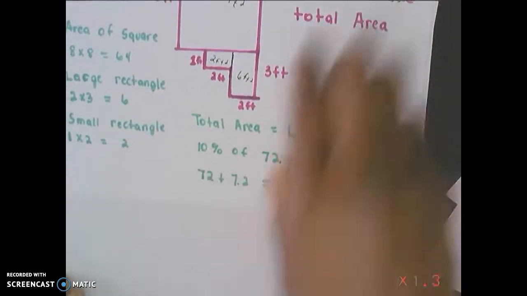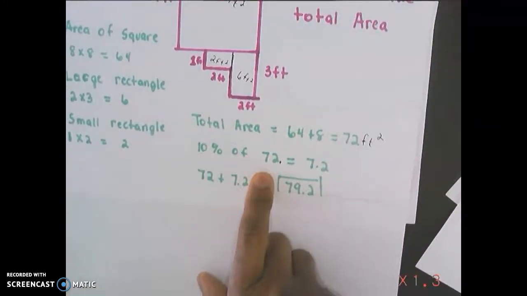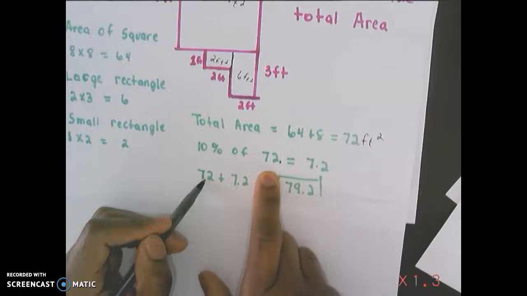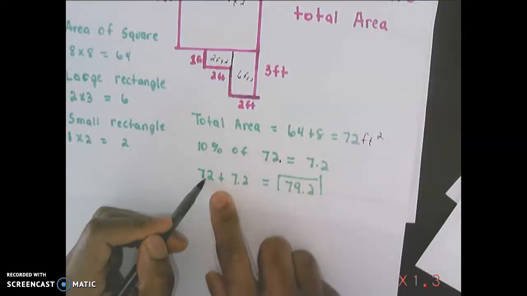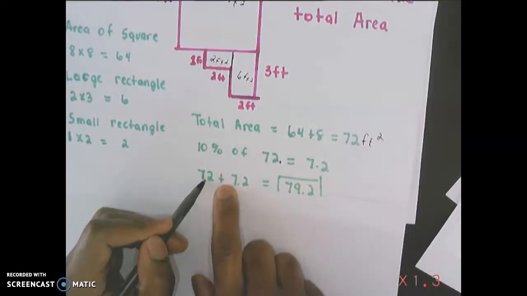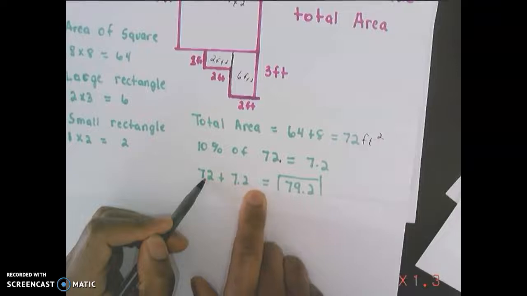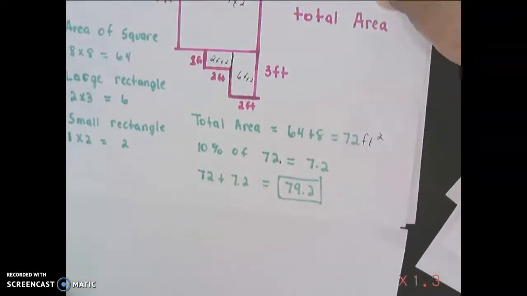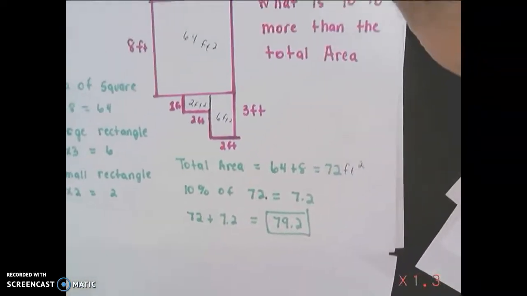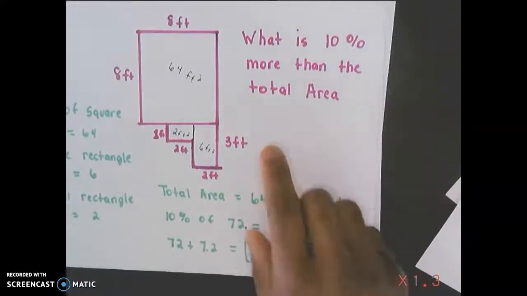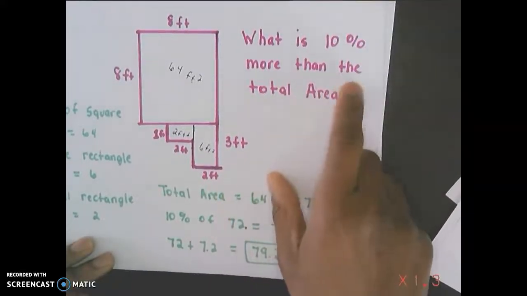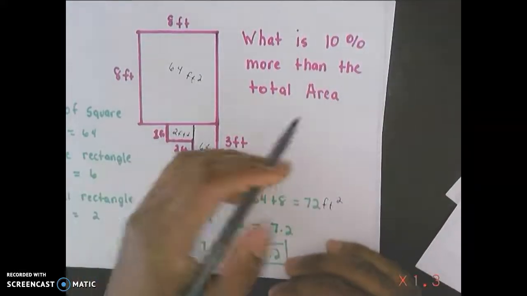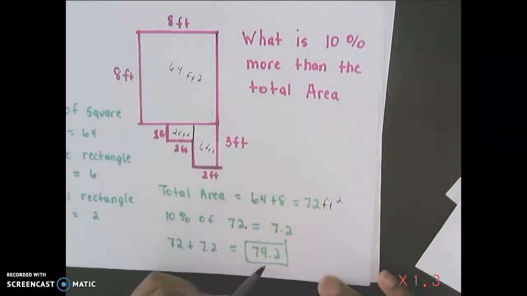And so now I'm going to take my 10%. Since I want 10% more than the total area, that just means I add 72 to 7.2. So 10% more than the total area is 79.2. So remember, that was the question: what is 10% more than? And that's more than the total area. And this is what we get, 79.2.